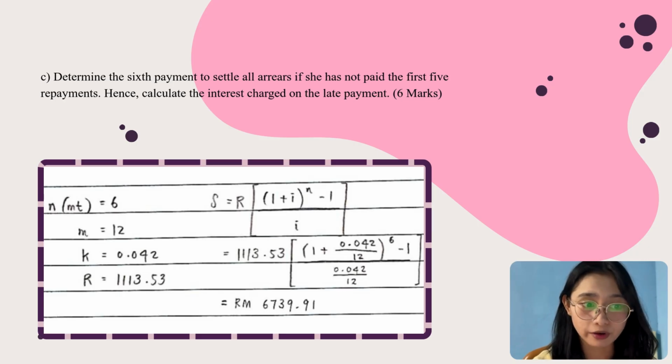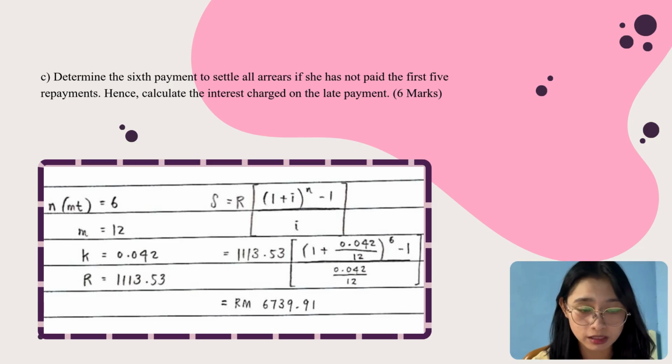Part C. For this part, we are required to determine the 6th payment that will settle all arrears when the borrower missed the first 5 monthly repayments, and then calculate the interest charged due to the late payments. First, the loan is compounded monthly, so the number of compounding periods per year is n equals 12. The annual interest rate given is 4.2%. Therefore, the monthly interest rate is I equals 0.042 over 12. The borrower missed the first 5 payments, so K equals 5. The monthly repayment obtained for part A is R equals 1,130 ringgit and 53 cents.